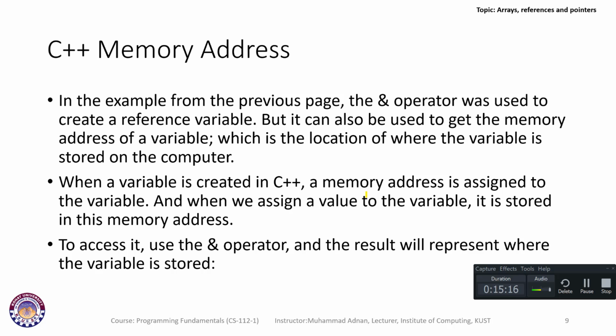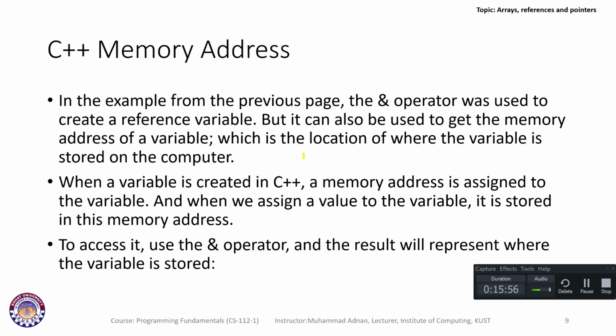So in the example from the previous page, the ampersand operator was used to create a reference variable, but it can also be used to get the memory address of a variable, which is the location of where the variable is stored on the computer. When a variable is created in C++, a memory address is assigned to the variable. And when we assign a value to the variable, it is stored in this memory address. To access it, use the ampersand sign operator, and the result will represent where the variable is stored. So you can also display the address of a variable.